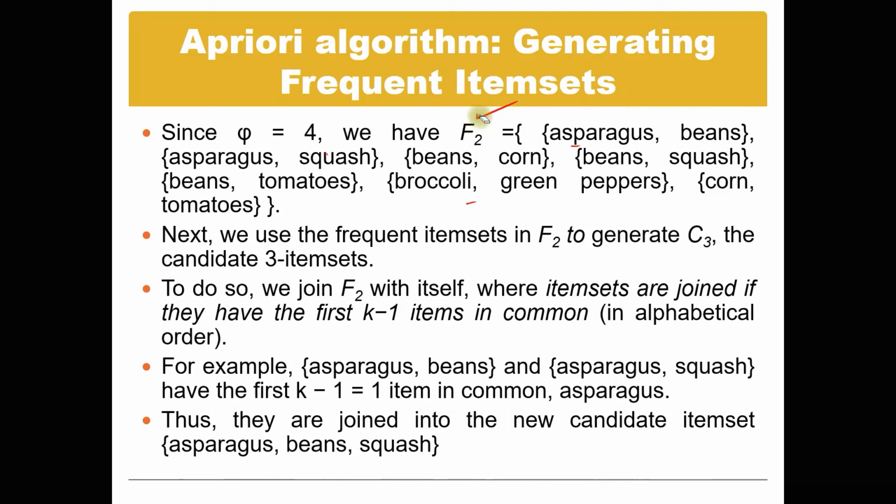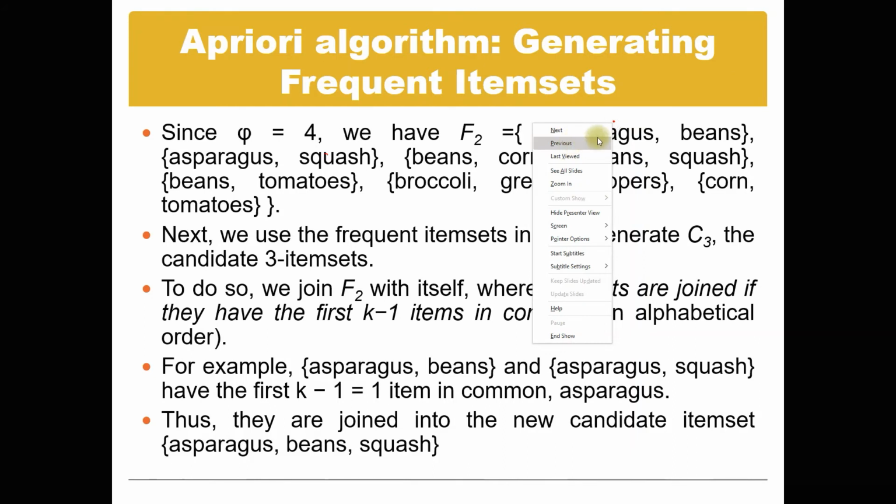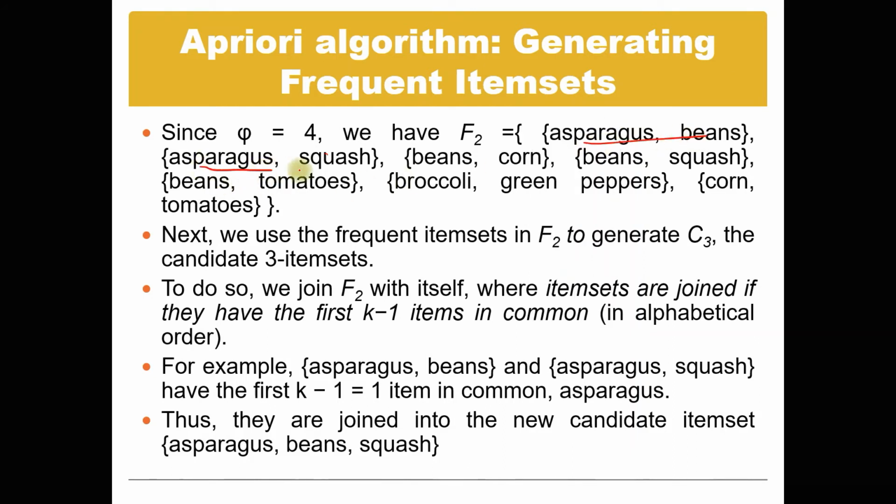An example would be, if you look at these two, let's take these two only. You have asparagus bean and asparagus squash. One way of merging it into C3 would be asparagus, bean, and squash. Now, if you look at bean, corn, and squash, you can join bean, corn, and squash together.